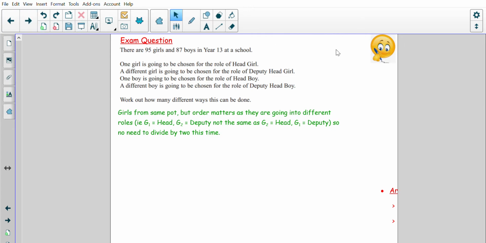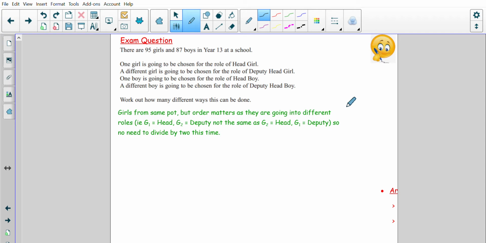So this is a past practice exam question. I've got 95 girls and 87 boys, and we're going to choose a head girl and deputy and a head boy and deputy, and we want to know how many ways this can be done. If we just think about the girls to start with, we're choosing 2 girls from the same pot, but this time the order does matter as they're going into different roles or different positions.